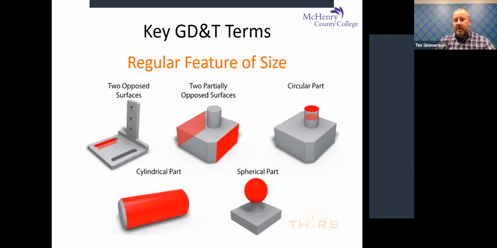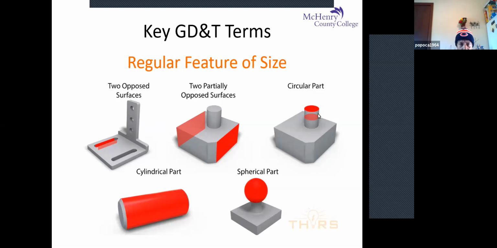Here are some examples of what regular features of size look like. Two opposed surfaces: here we've got a slot cut inside of a part, and it's hard to see, but the areas shaded in red are what we're discussing as the two opposed surfaces. Inside that slot are opposed. Two partially opposed surfaces: these two sides of the block. What makes them partially opposed is they're not equal. They've got this chamfer on the edge of the part, so it's got an area where this feature is extended longer than this feature is.